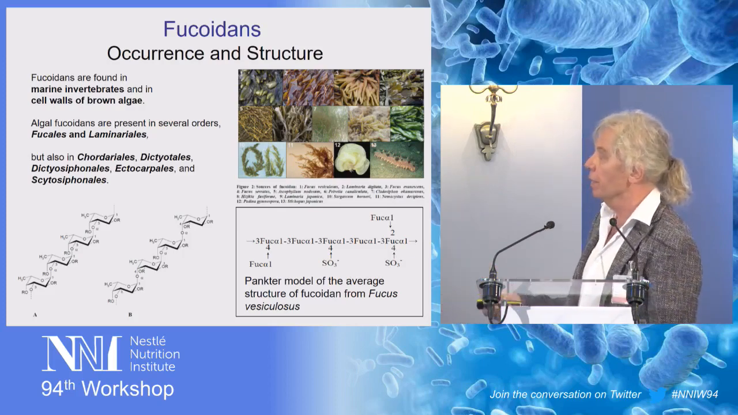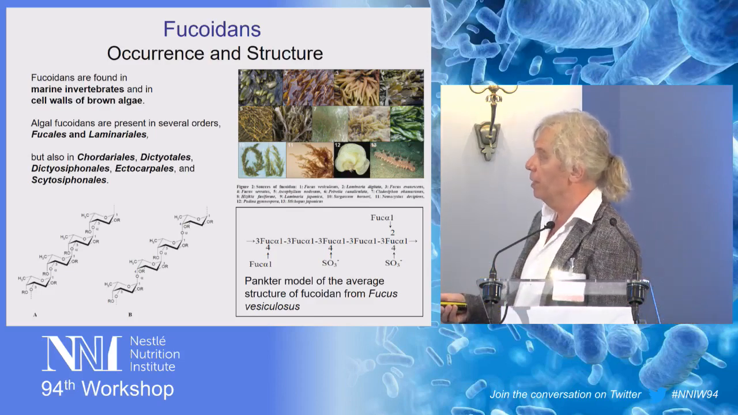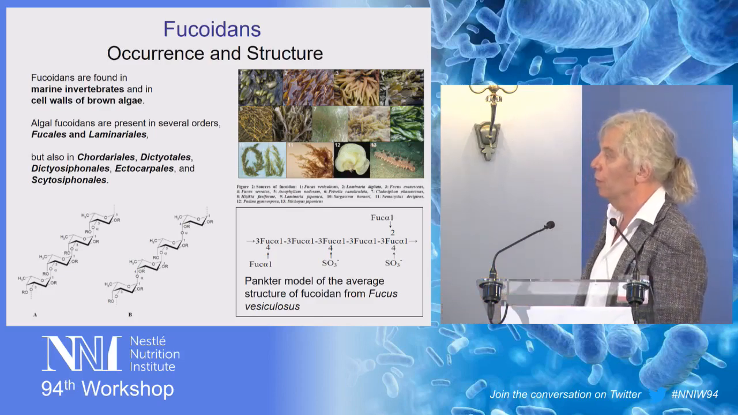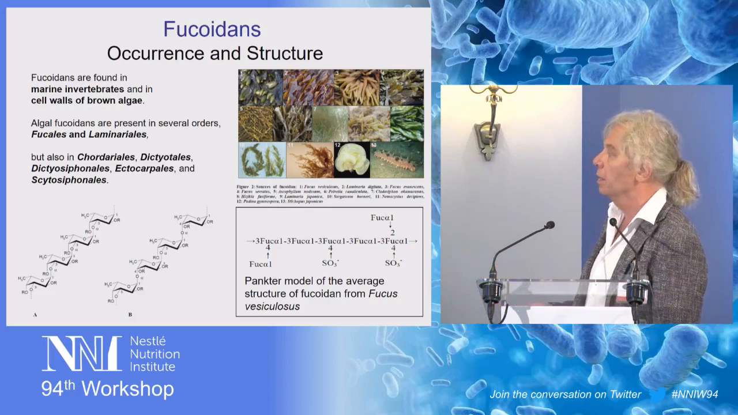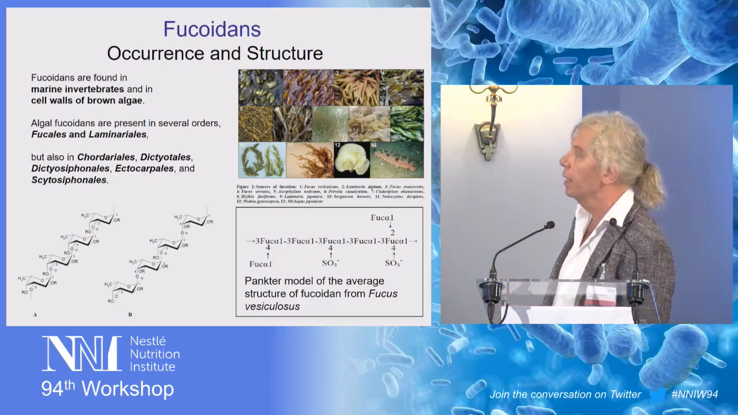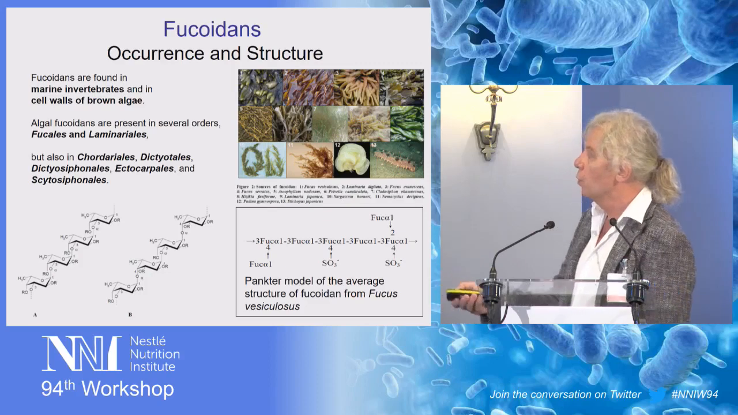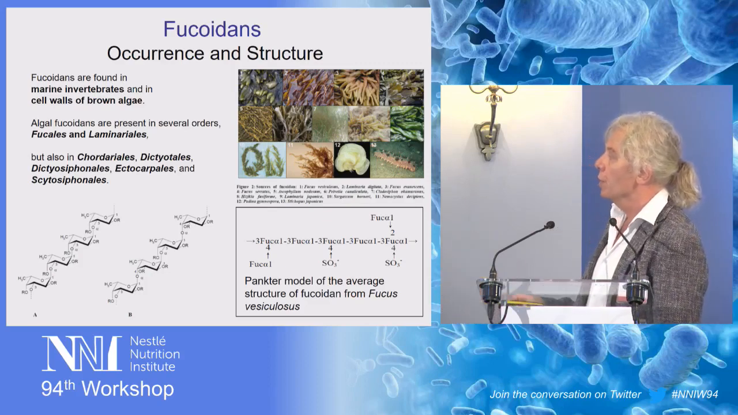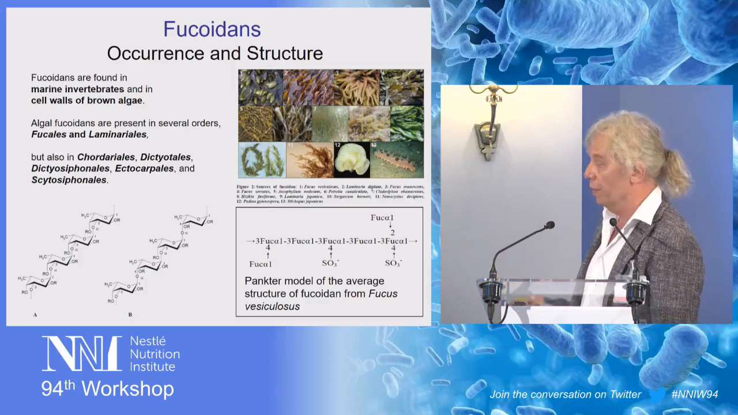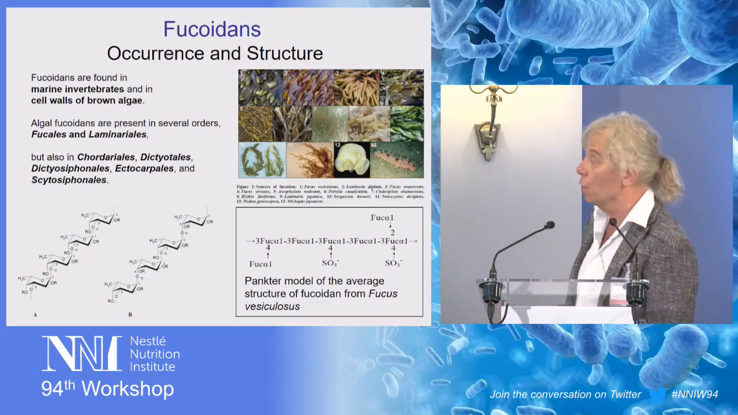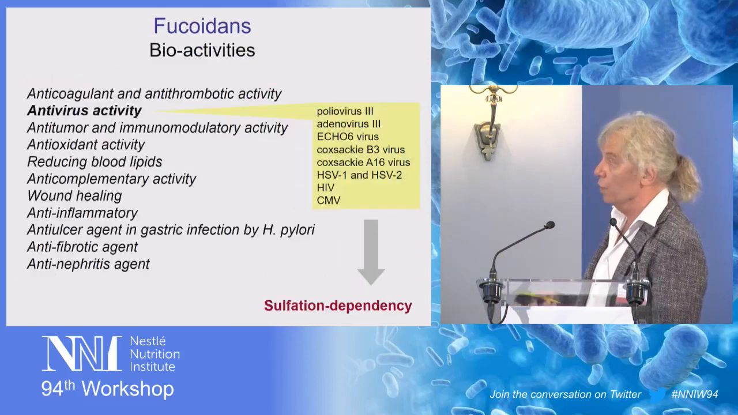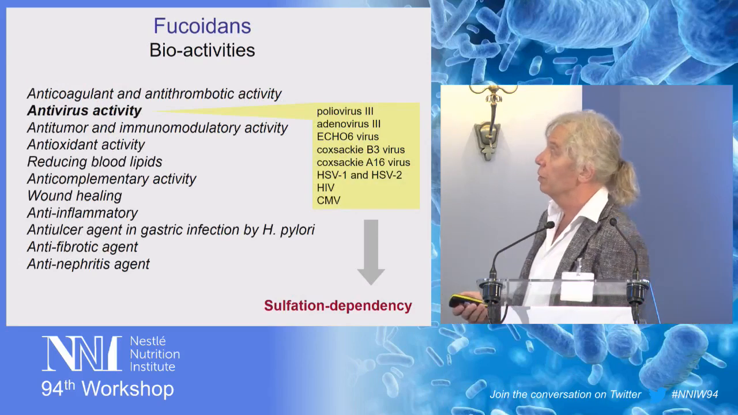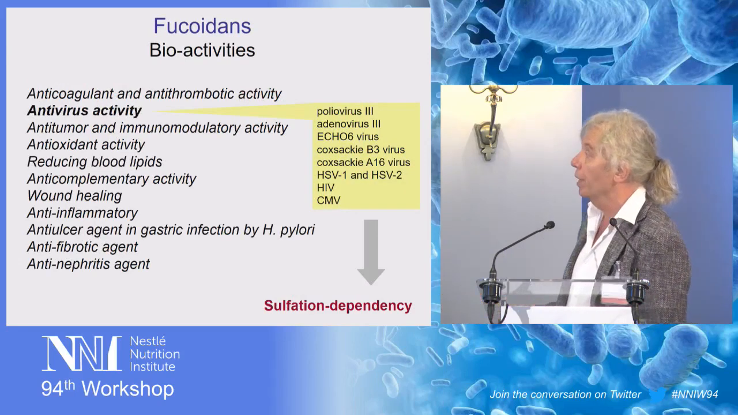These fucoidins are characterized by long chains where the core can be either completely composed of fucose only, or it can be repeating fucose and galactose, either 1,3 or 1,4 linked. Here is a structural model of the Fucus vesiculosus fucoidin, which is characterized by a high degree of sulfation. So every second fucose of this structure is sulfated.